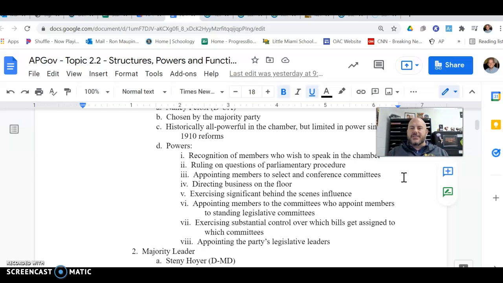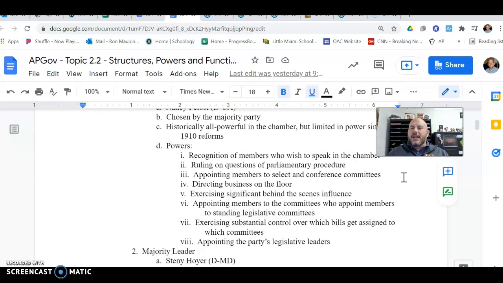Any committee positions in terms of standing committees, the actual legislative committees, that is also ultimately done through the Speaker's office. So in other words, every majority party member of the House, if you want to get on a certain committee, you've got to have the Speaker's blessing. If not, you're not going to be there.